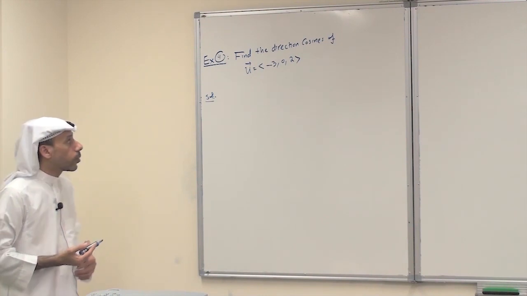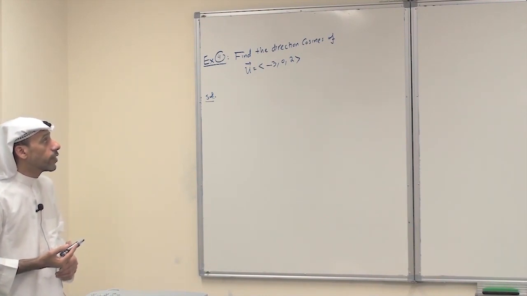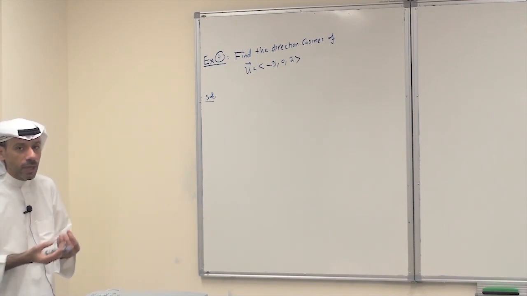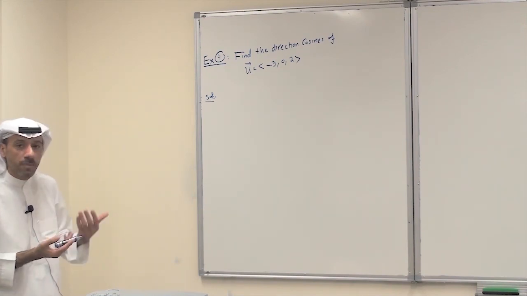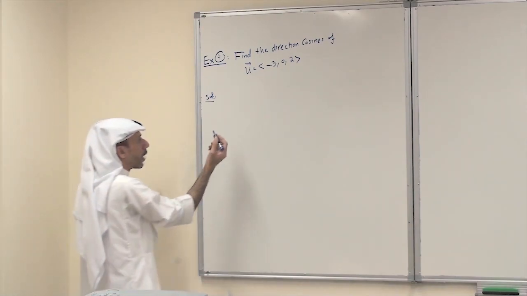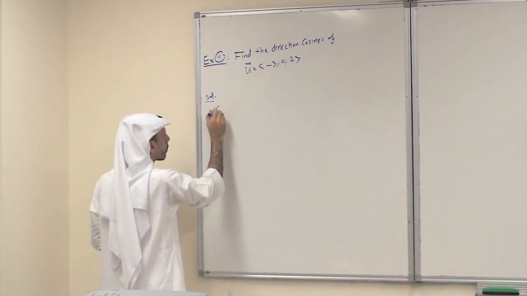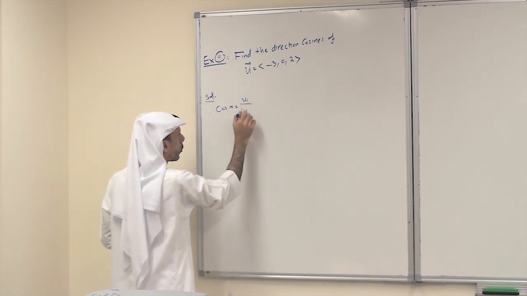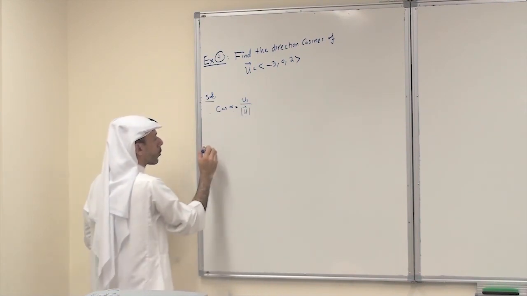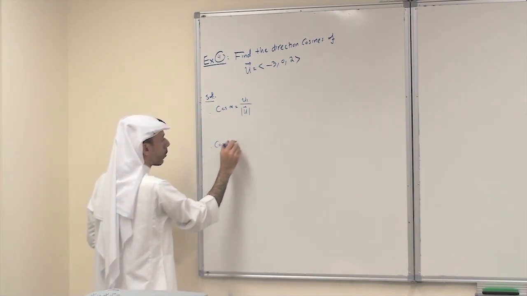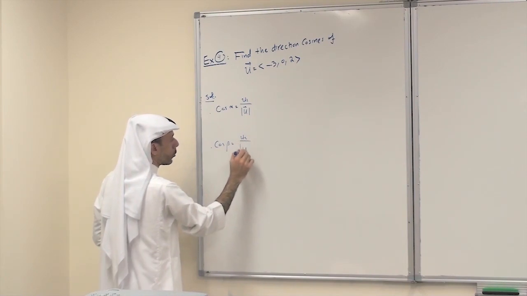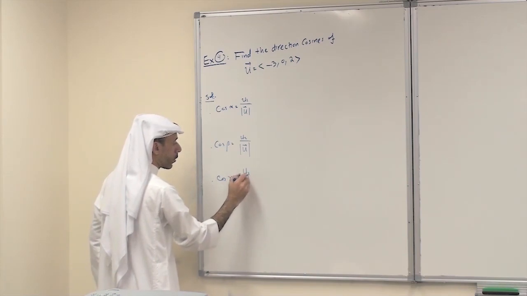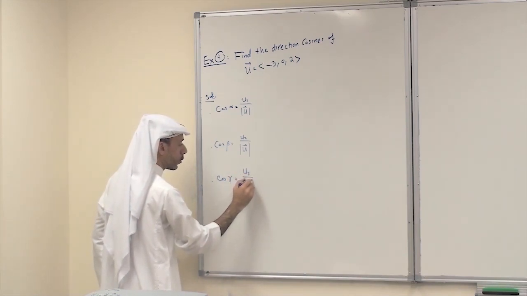We consider the following problem. Find the direction cosines of the vector u with components minus 3, 0 and 2. Here you have a formula for the direction cosines. We just apply these formulas. We have the formula here, cosine alpha equals u1 over magnitude of u, and cosine beta equals u2 over magnitude of u, and cosine gamma equals u3 over magnitude of u.